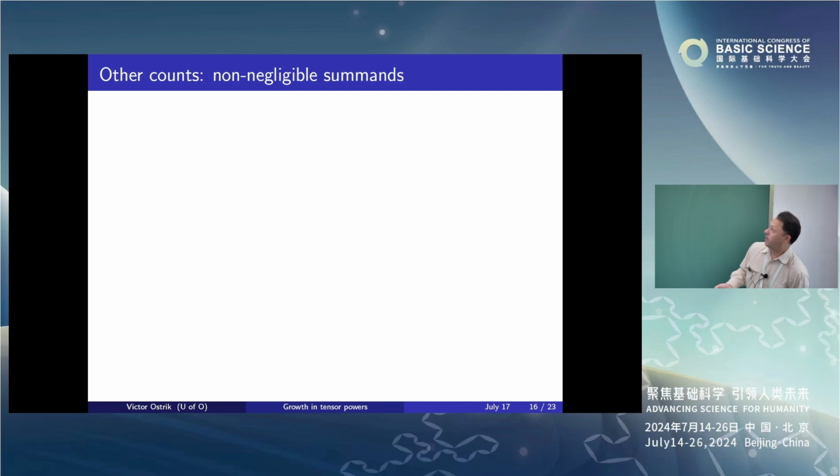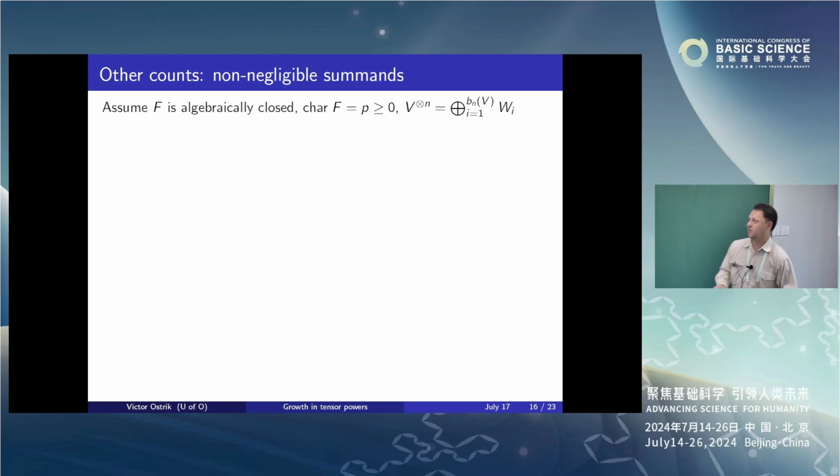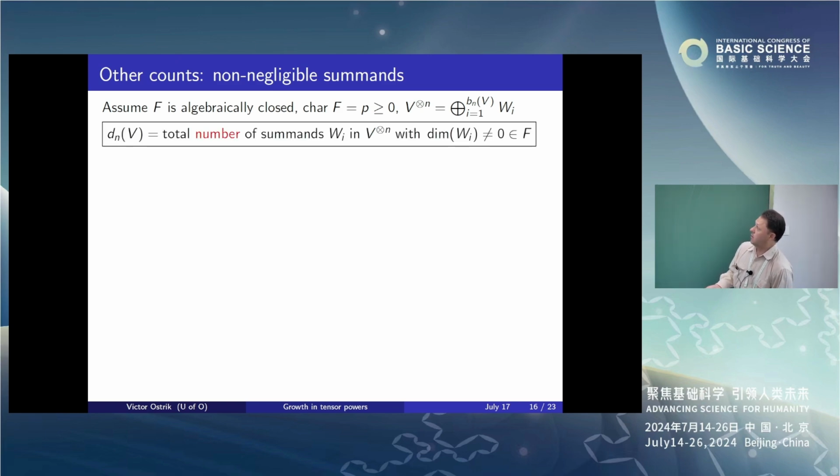Let's move on. So it's another way, again, to count indecomposable summands. So let us do the same thing as before. I'm going to assume from now on that my field is algebraically closed. Otherwise, my definition should be modified. So let us define another sequence, Dn of V, and this is the total number of summands, but I count only summands such that the dimension is not 0 in my base field.